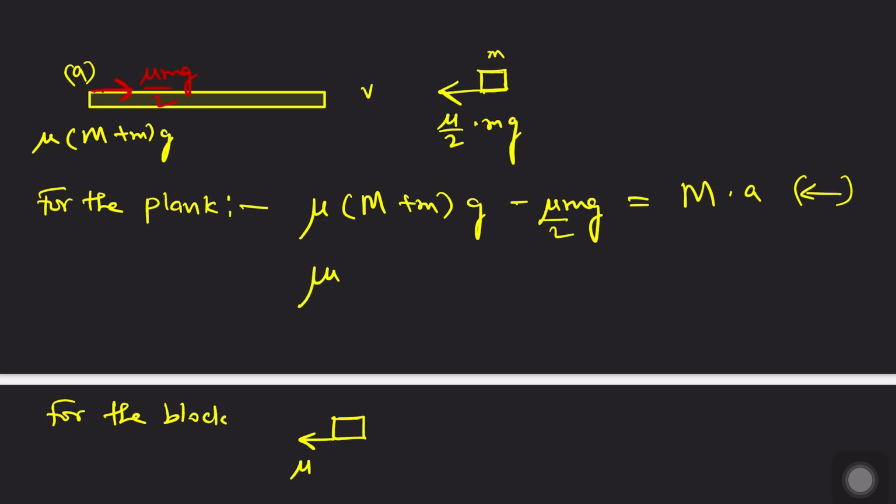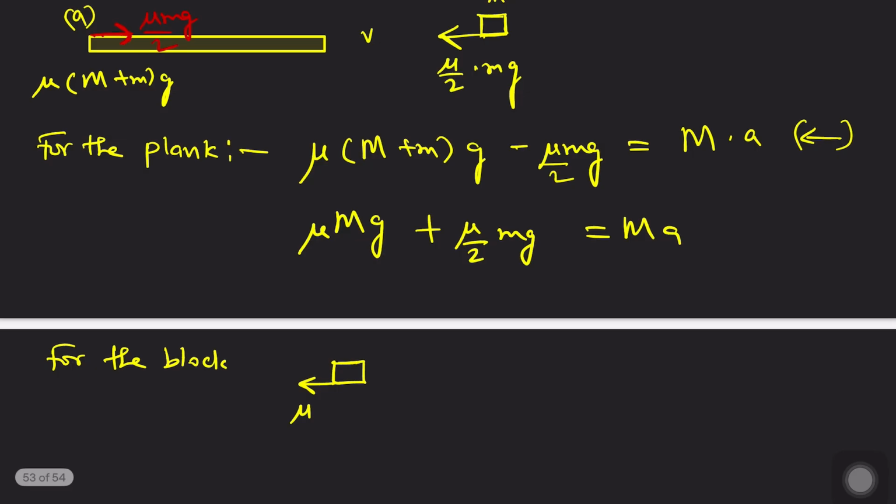mu capital M g, plus mu by 2 mg. That is what, Ma. So what we got is a equal to, we take mu and g common. It will become 2 capital M into small m divided by capital M. So this is the acceleration of the plank in the backward direction. I hope this is settled.